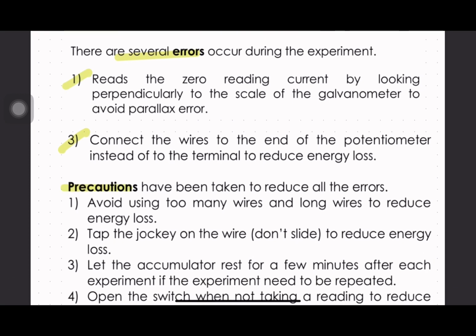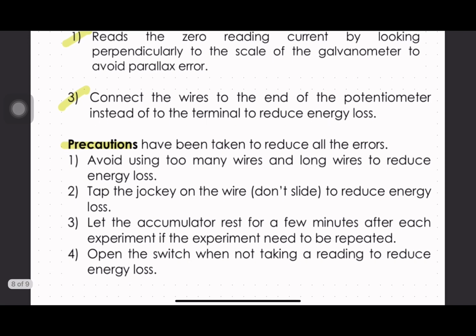Alright, next is the precaution. Actually the precaution is already in the pre-lab, so you just copy it or you can refer to it. The precautions that have been taken to reduce all the errors: first, avoid too many wires and long wires to reduce energy loss. And for the jockey, we must tap, not slide or drag, to reduce energy loss. Then open the switch when not taking a reading to reduce energy loss. Most potentiometer experiments involve energy loss, and the readings are very hard to get. That's why the graph you get looks strange.